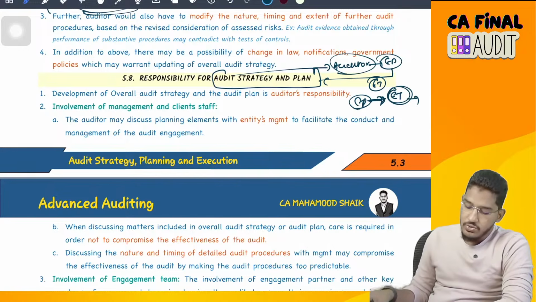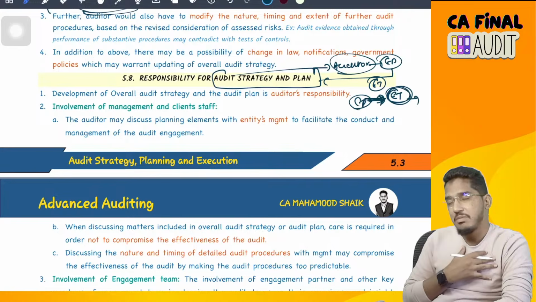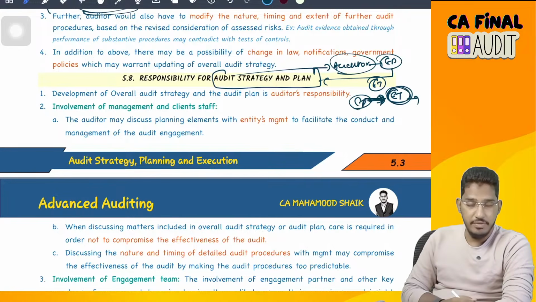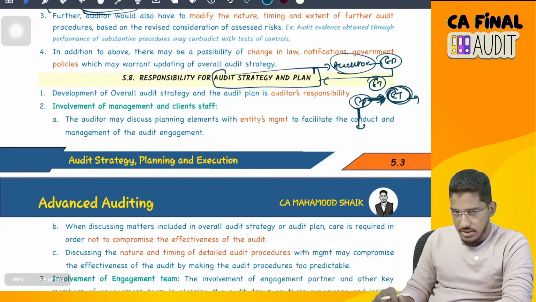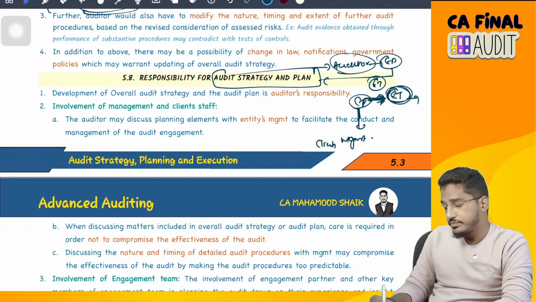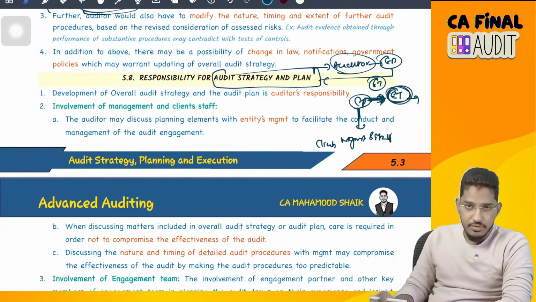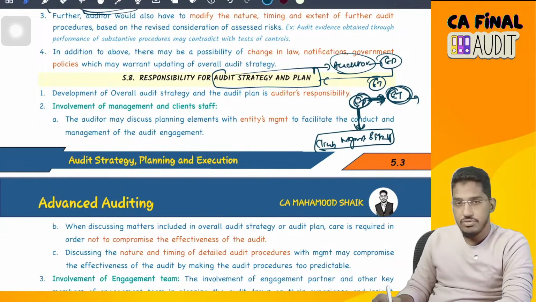So in the process of building the audit strategy and audit plan, there is no doubt at all, I will involve my engagement team. 100% I will do it, because it will improve the effectiveness of my audit. Now the question comes: while establishing the audit strategy and audit plan, is there any requirement for the engagement partner to even involve the client's management and the client's staff also?